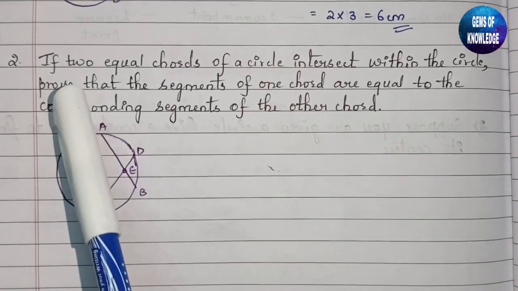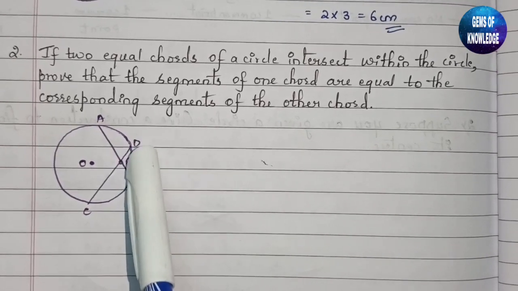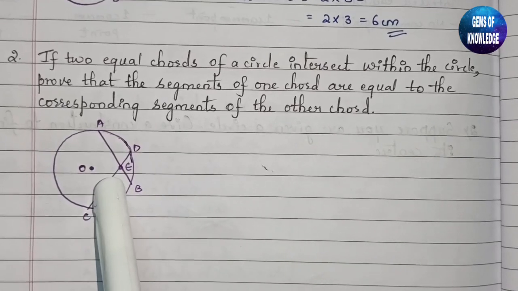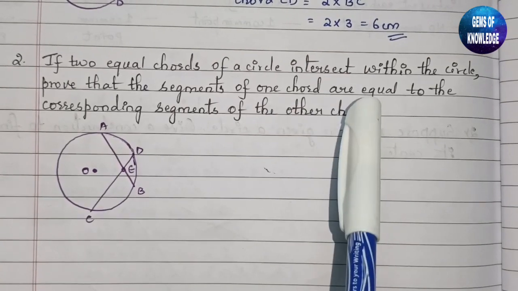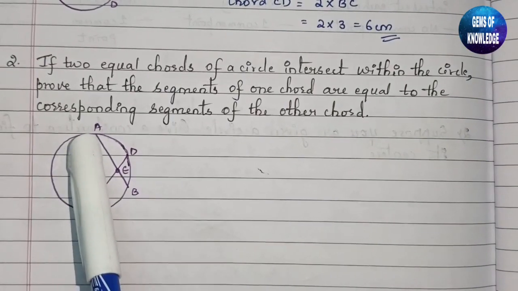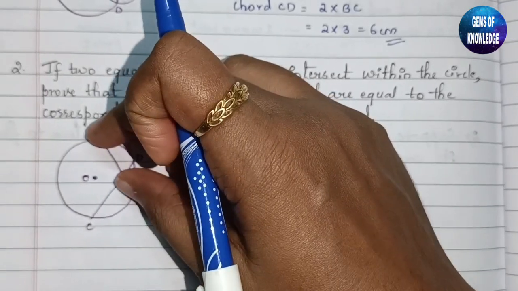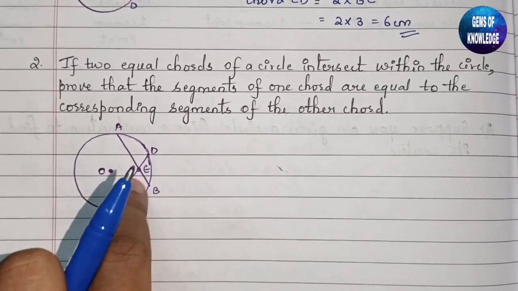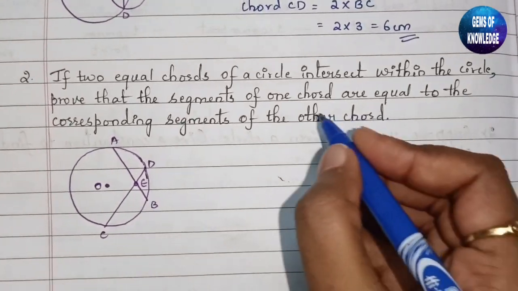Next you can see the question: if two equal chords of a circle intersect within the circle, you can see two chords inside the circle, that is AB and CD. These are the two chords inside the circle and they intersect at a point E. Now what we need to prove is that the segments of one chord are equal to the corresponding segments of the other chord. So segments means this AE is equal to this CE we have to prove, and this ED is equal to this EB we have to prove. So let us write what is given.